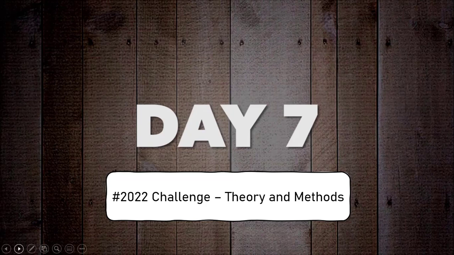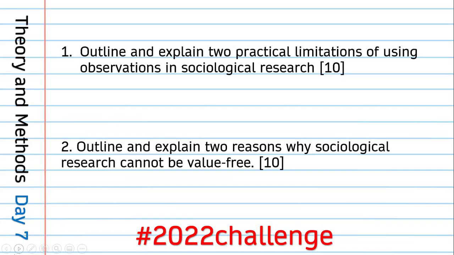This week we've been looking at theory and methods. There were 2 questions today. First of all, outline and explain 2 practical limitations of using observations in sociological research. And question 2, outline and explain 2 reasons why sociological research cannot be value free.